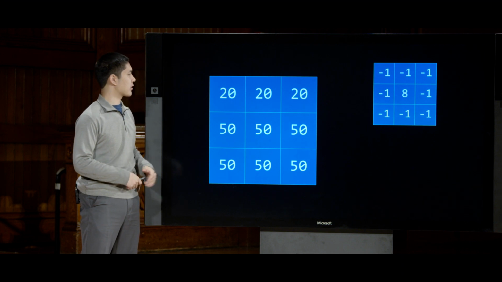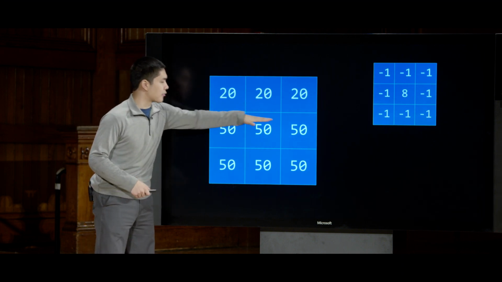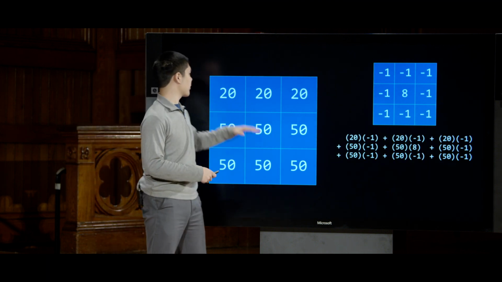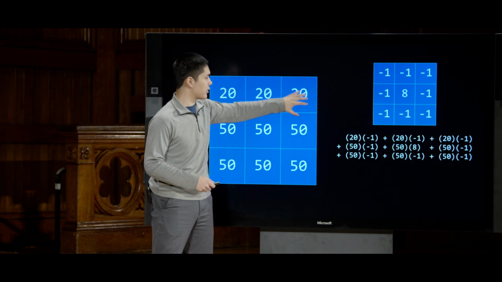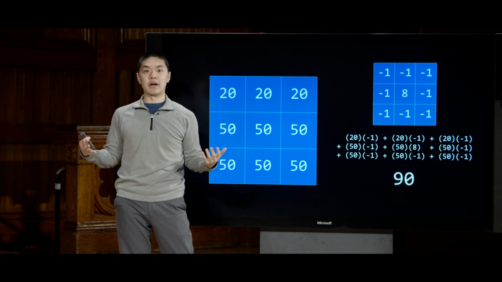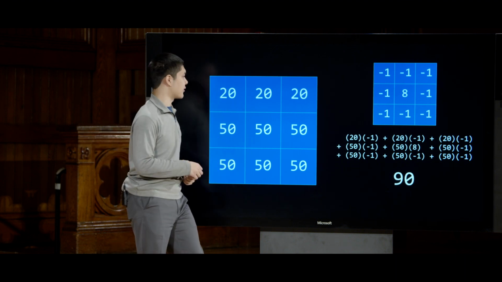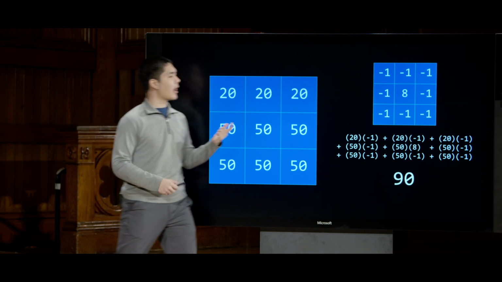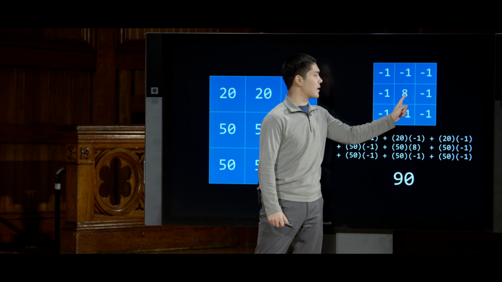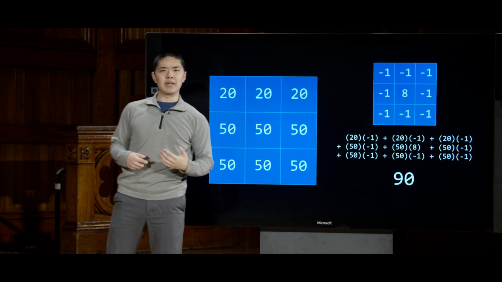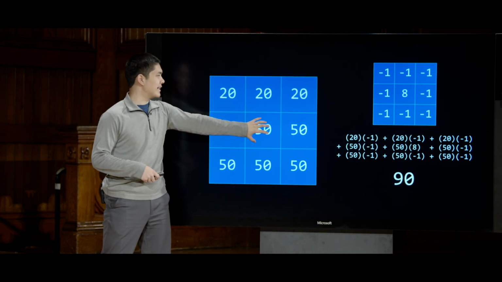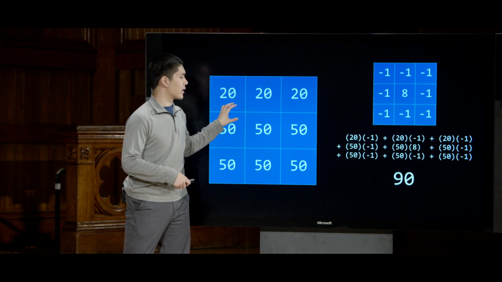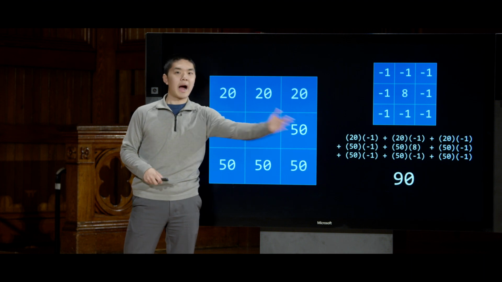If, though, we had something like this, 20s along this first row, then 50s in the second row, and 50s in the third row, well, then when you do this same kind of math, 20 times -1, 20 times -1, so on and so forth, then I get a higher value, a value like 90 in this particular case. And so the more general idea here is that by applying this kernel, -1s, 8 in the middle, and then -1s, what I get is when this middle value is very different from the neighboring values, like 50 is greater than these 20s, then you'll end up with a value higher than 0.